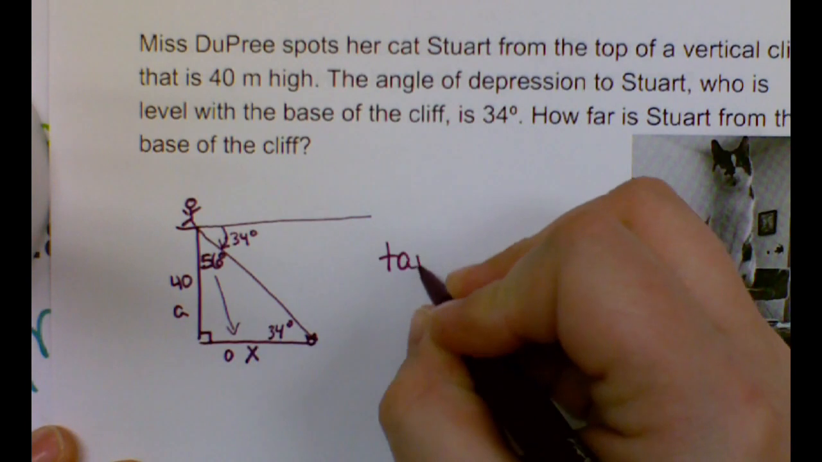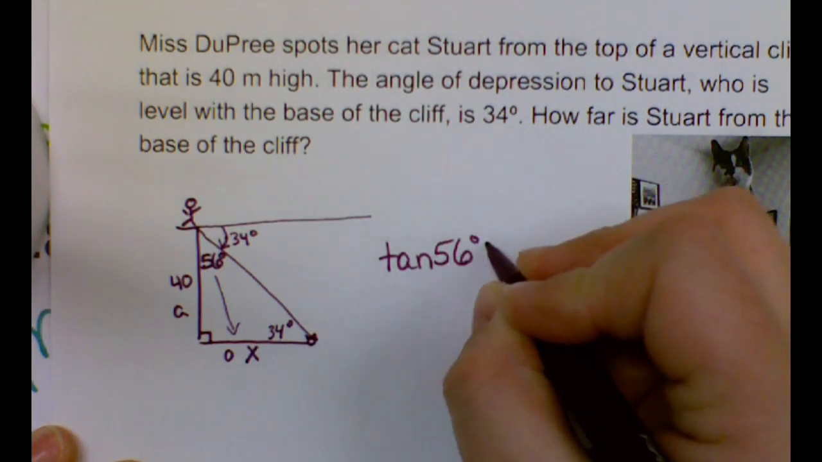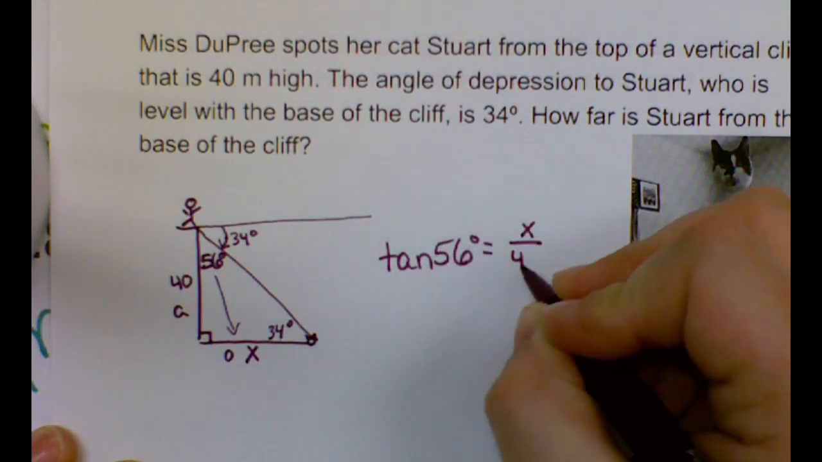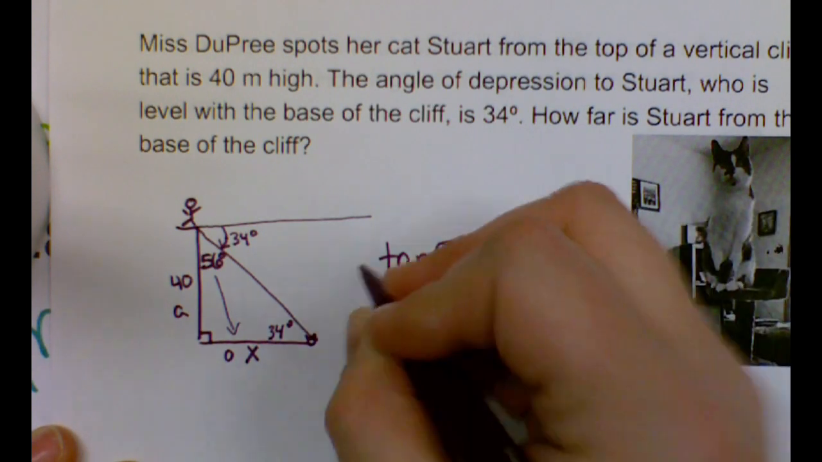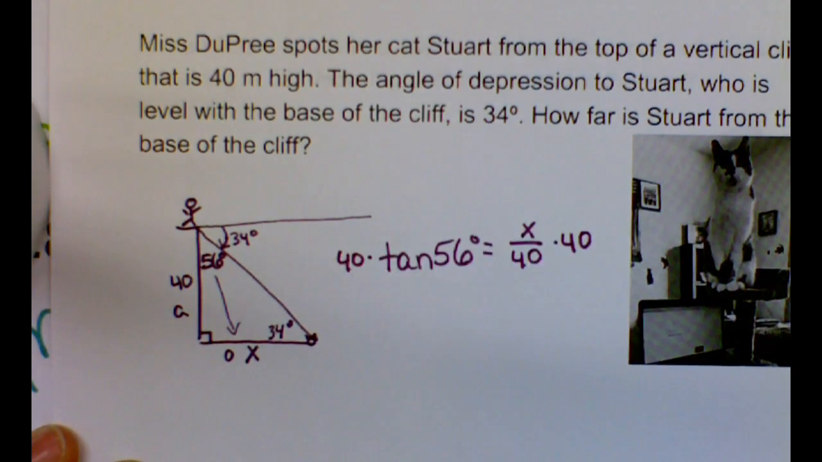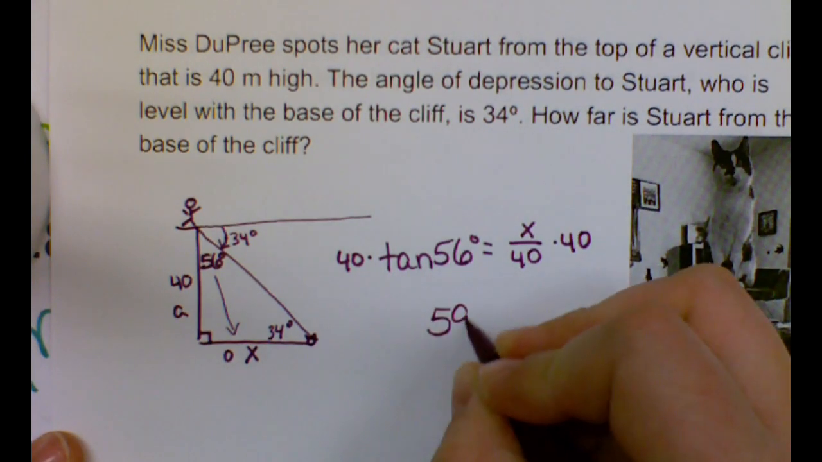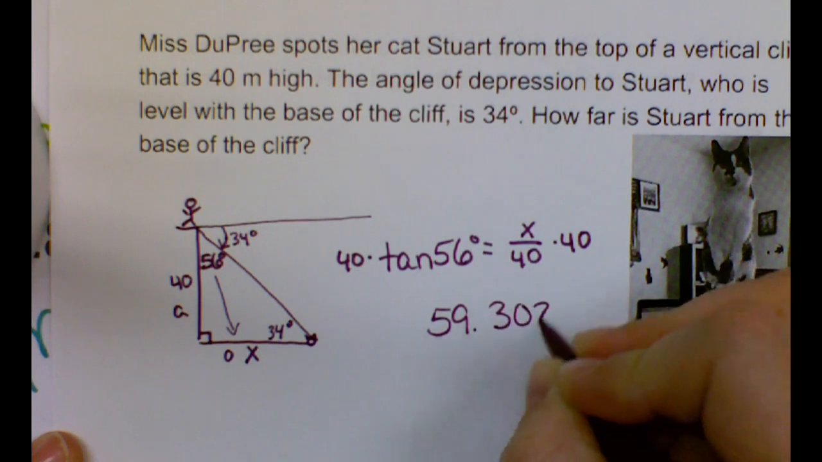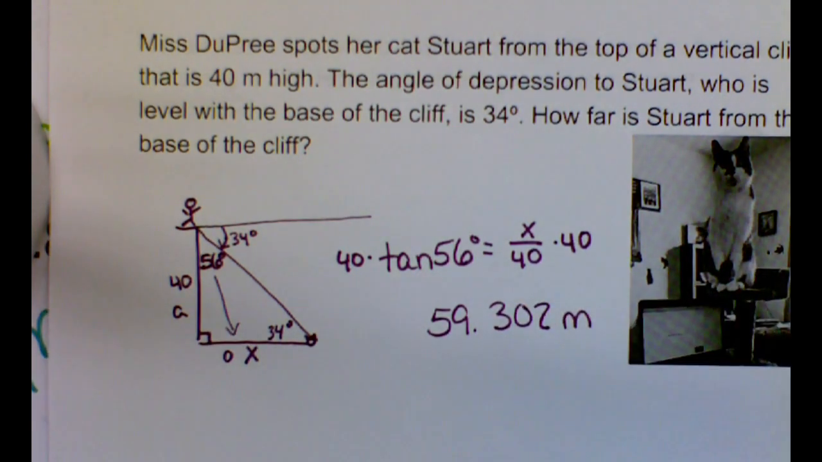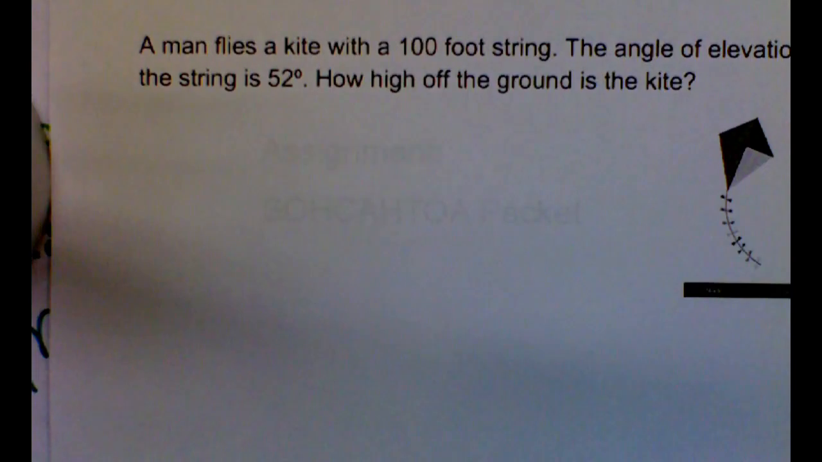I know the tangent of 56 degrees equals x over 40. Then I just multiply the 40 over. So 40 times the tangent of 56. Stuart is approximately 59.302 meters away from the base of the cliff. Entirely too far away. Dang it, Stuart.